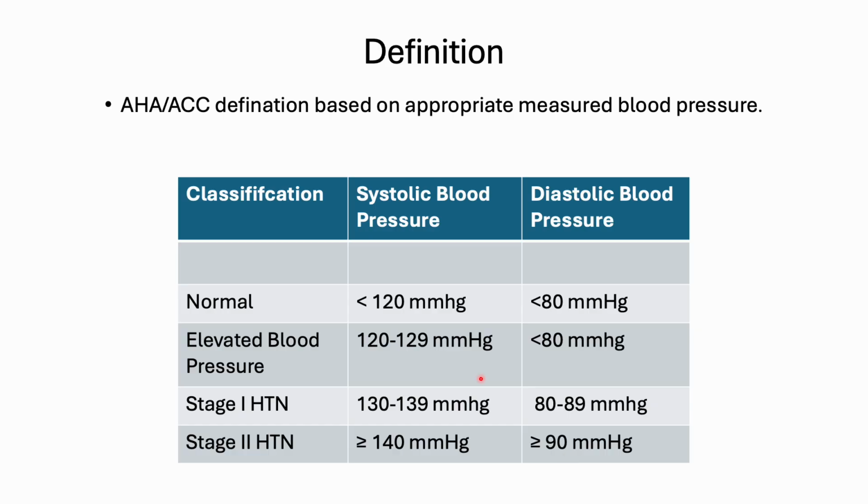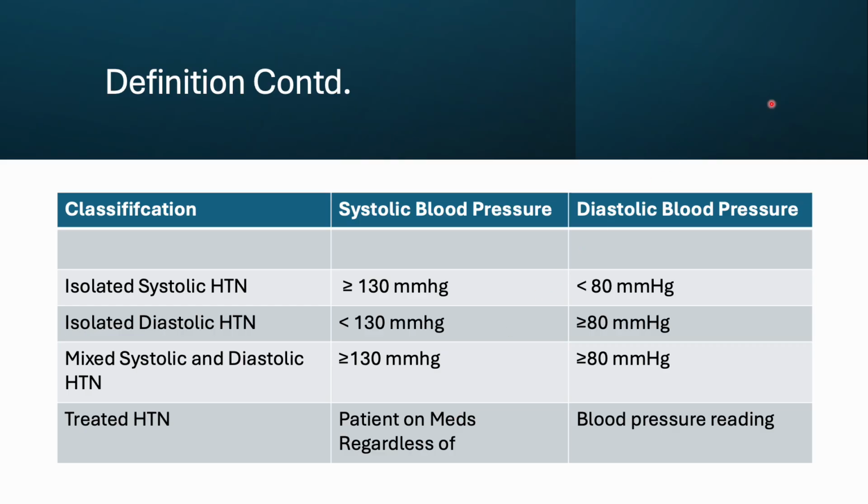Another caveat, let's say someone has a blood pressure of 125 and his diastolic is 85. He will be characterized as having stage 1 hypertension rather than just having elevated blood pressure. Some other definitions. Let's say someone has a systolic blood pressure more than 130 and a diastolic less than 80. He's said to have isolated systolic hypertension. Someone who has a diastolic more than 80 and a systolic of less than 130 is characterized to have diastolic hypertension. Someone with a blood pressure more than 130 over 80 is said to have mixed hypertension.